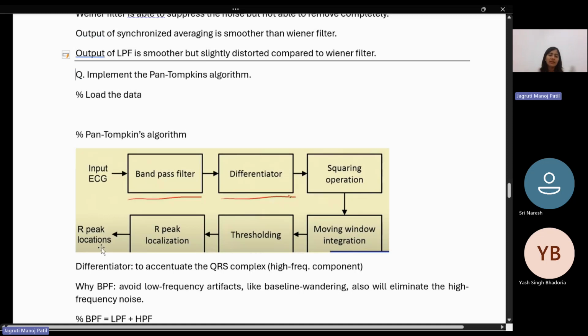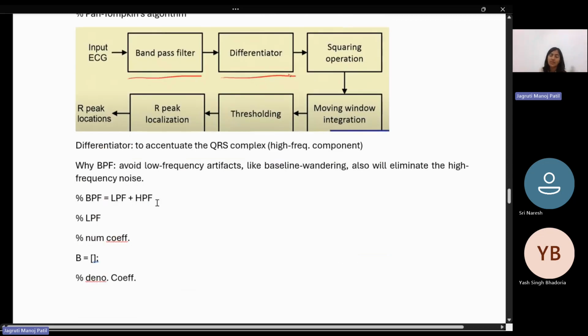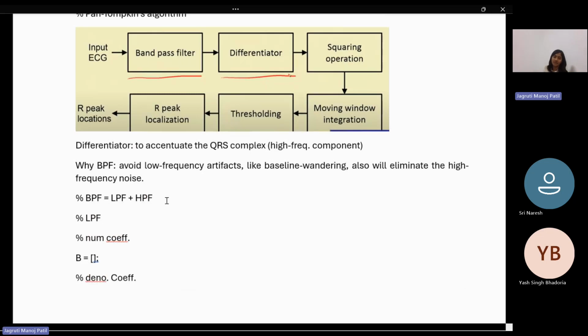So then, why bandpass filter? I said that it's to avoid low frequency artifacts like baseline wandering, and also to eliminate high frequency noise. It can be written as a sum of this. For doing so, we need to implement both a high pass filter and a low pass filter, because as such you don't have a function for a band pass filter. I doubt there is one in Python, but it's not there in MATLAB, as far as I know.